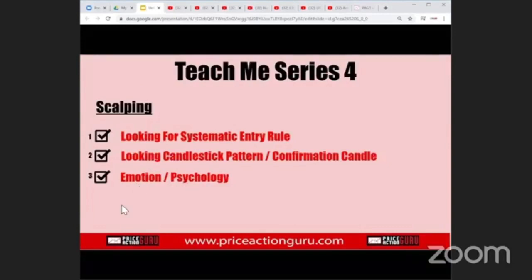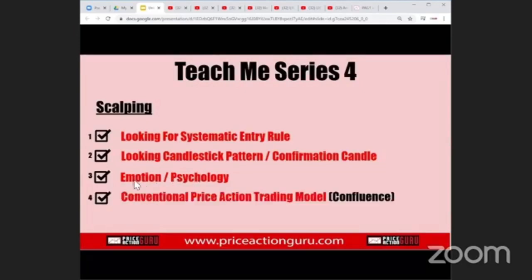Third, what is the criteria? Emotion and psychology. I did not see anyone mention this. A lot of traders don't give emphasis on this. Emotion and psychology in scalping is very important. Traders who have a strong psychology, strong emotion, they manage to scalp.